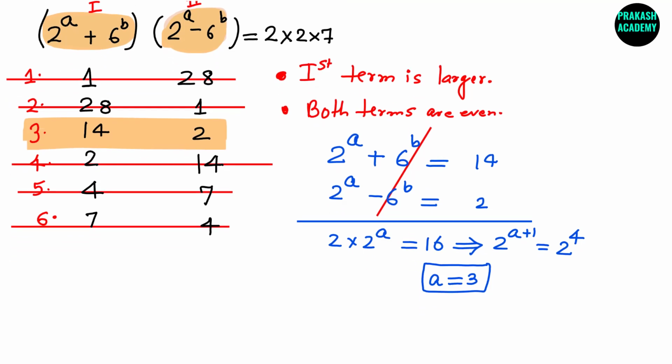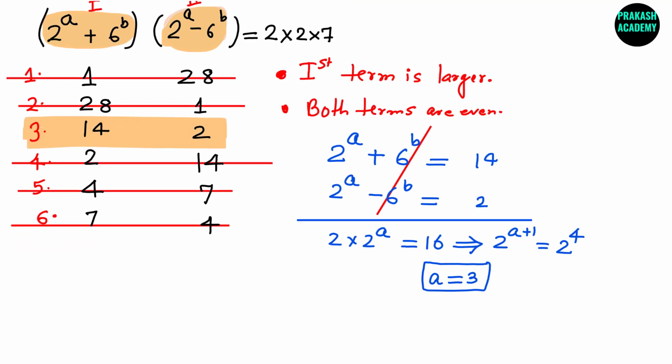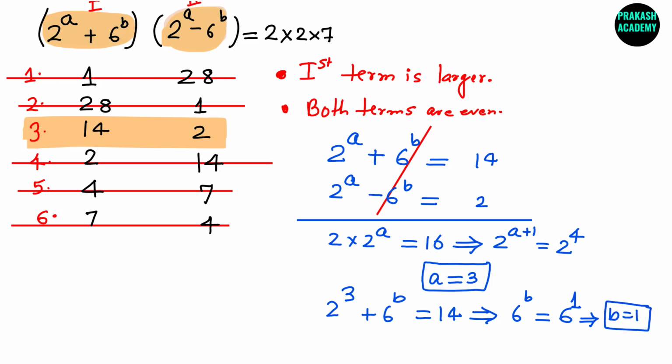Now what is the value of b? You can find the value of b by plugging the value of a into any one of the equations. 2 raised to the power 3 plus 6 raised to the power b equals 14. This implies 6 raised to the power b equals 14 minus 8, that is 6, which equals 6 raised to the power 1. So from here I can say b equals 1. So we have the solution, and the solution is a equals 3 and b equals 1. So this is the only possible solution in this case.